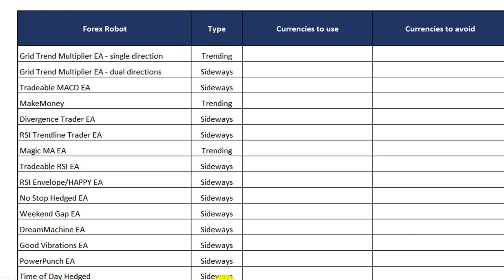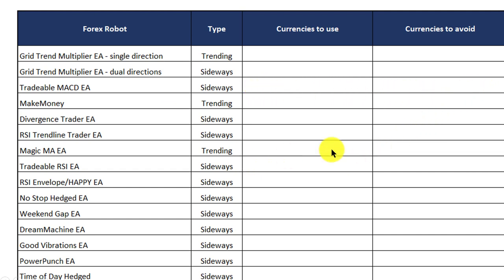Now, at this point, what you need to do is make a list of currencies to use. So you say, all right, this is a trending EA. Let me make a list of all the currencies that I should use for this EA. But also at the same time, make a list of the currencies you should avoid. Very important. And you just go through this schedule here, depending on which EAs you own. If you own one or two of these EAs, you take the EA and make a list of currencies to use and currencies to avoid.